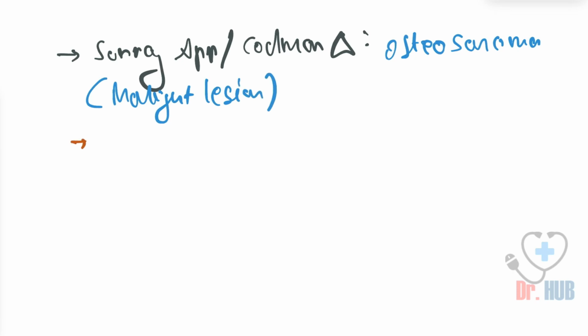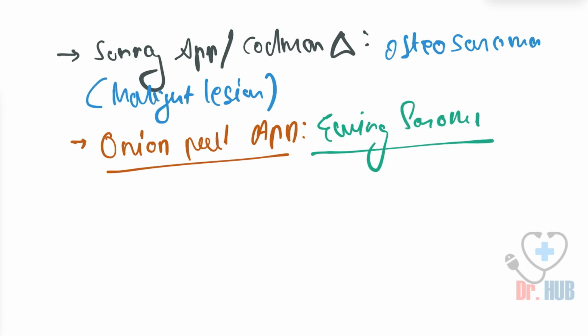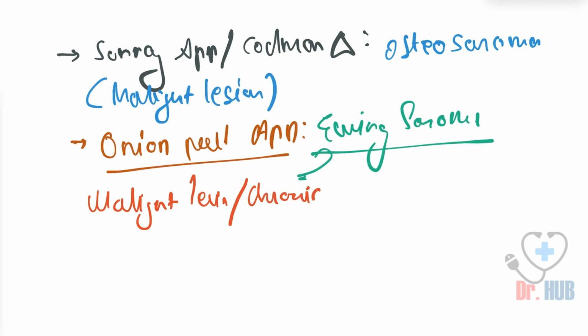Then we look at the onion peel appearance. So where does the onion peel appearance take place? The onion peel appearance is nothing but the Ewing sarcoma, but it can be seen in case of the malignant lesions or the chronic osteomyelitis.